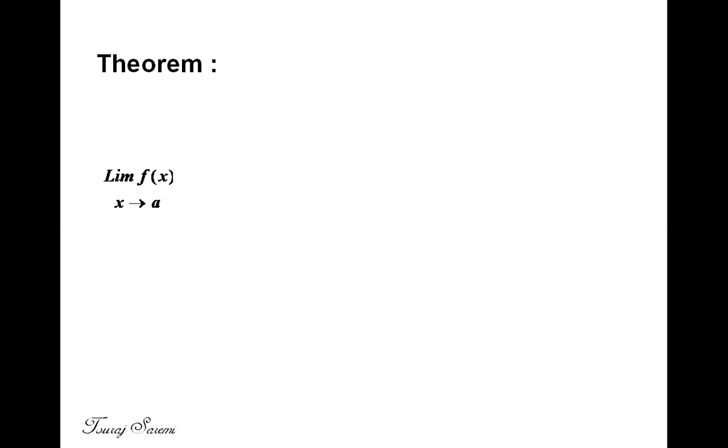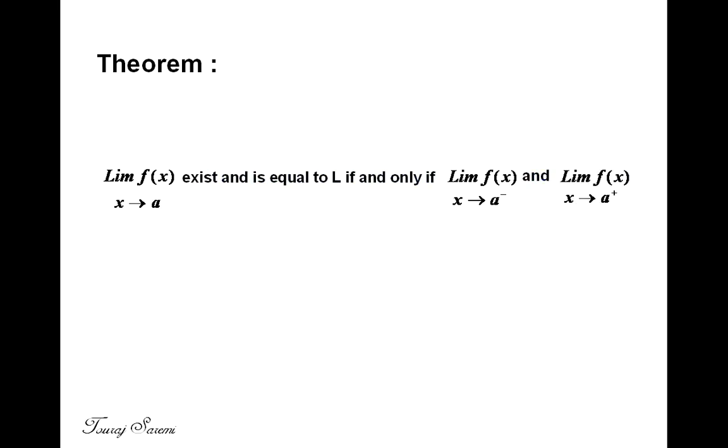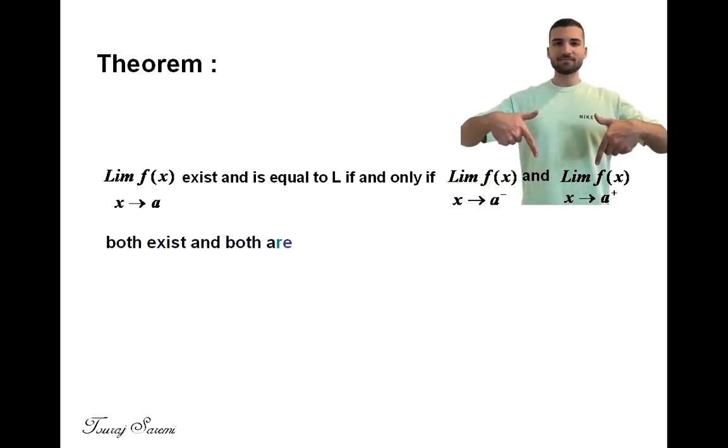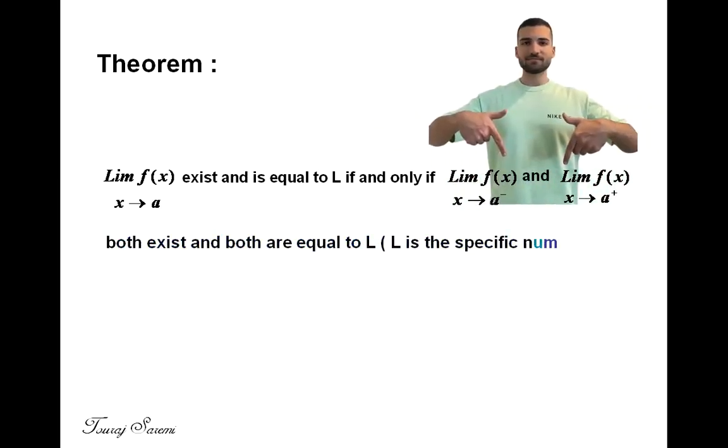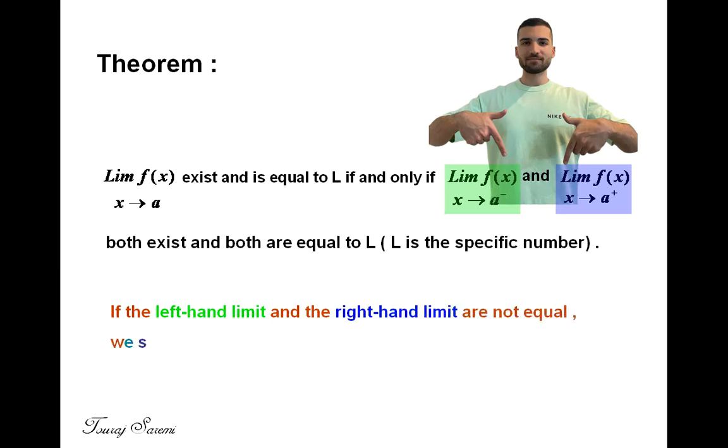Theorem. The limit of f of x as x tends to a exists and is equal to L if and only if the limit of f of x as x tends to a minus and the limit of f of x as x tends to a plus both exist and both are equal to L. L is a specific number. If the left-hand limit and the right-hand limit are not equal, we say that the two-sided limit does not exist.